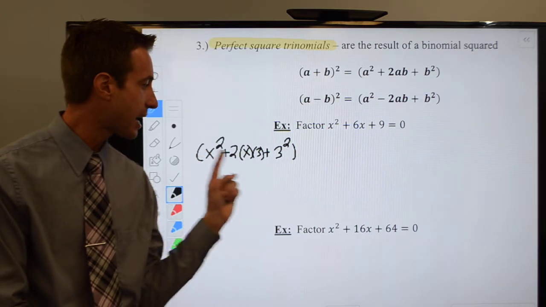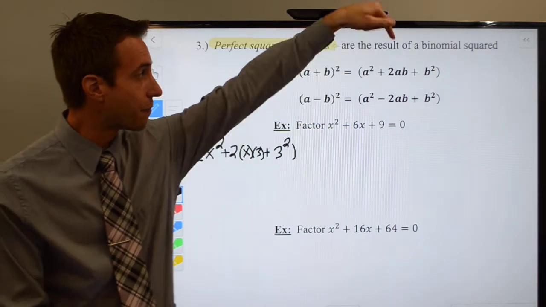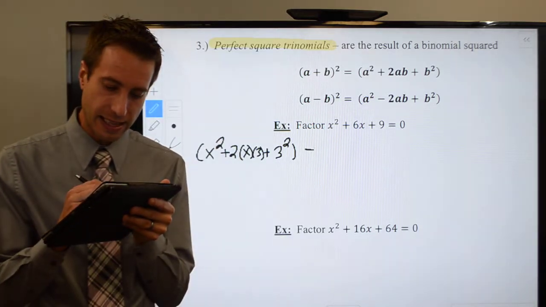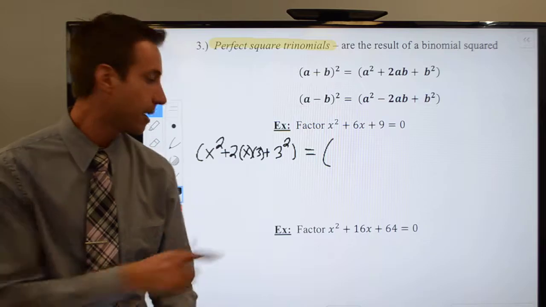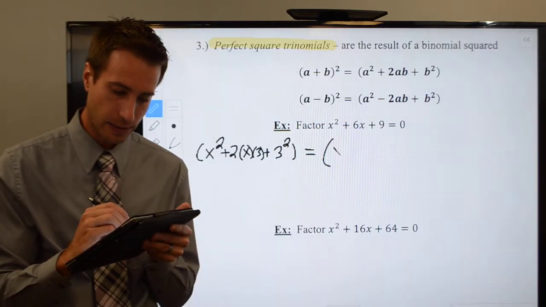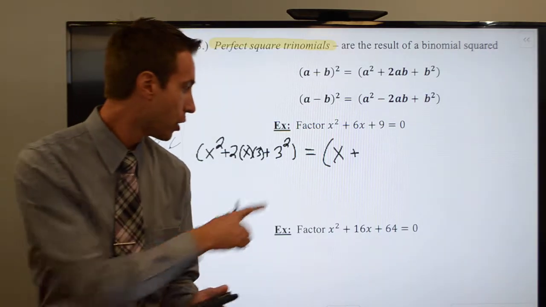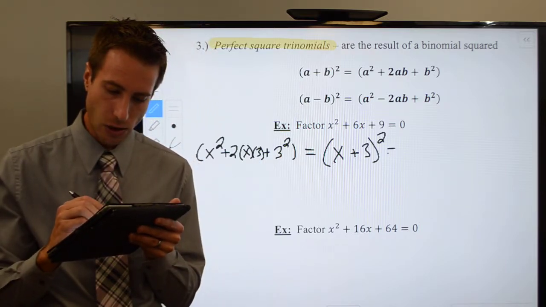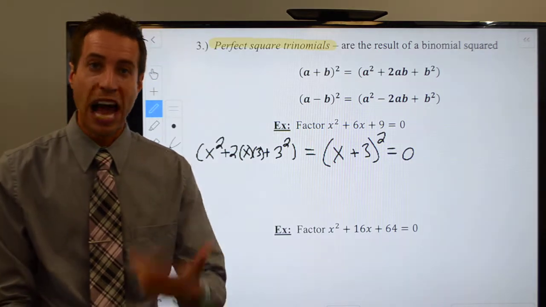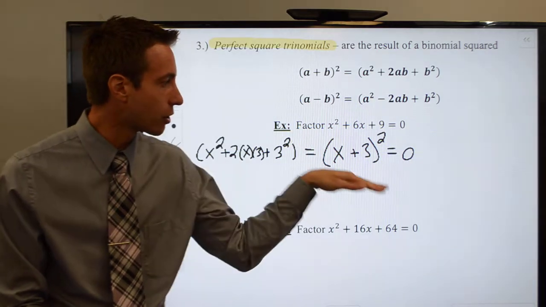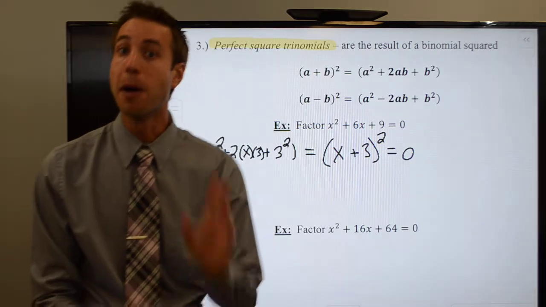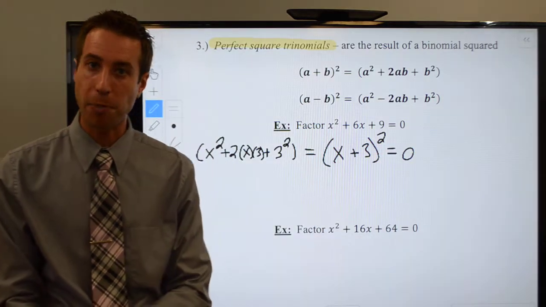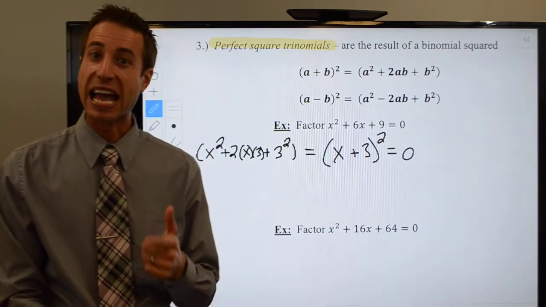Since this does fit the form that I was given in my formula, I will simply write this in factored form as a, which is x, plus b, which is 3, squared, and it's all equal to 0. Again, since I asked you to factor, we'll stop right there. But you certainly could go ahead and use the zero product property to split those up and solve.